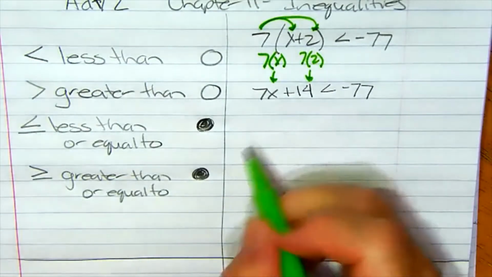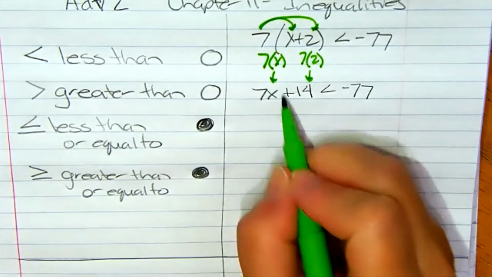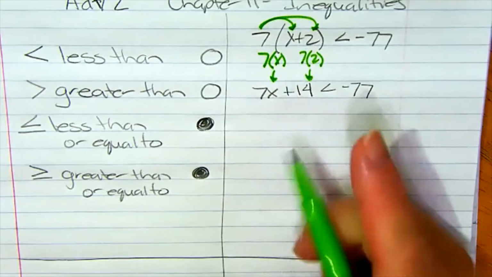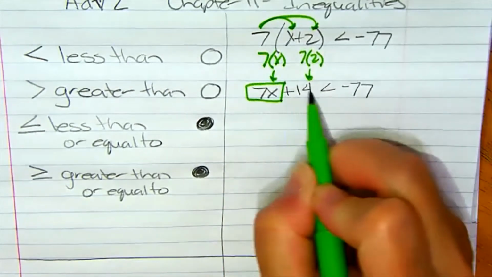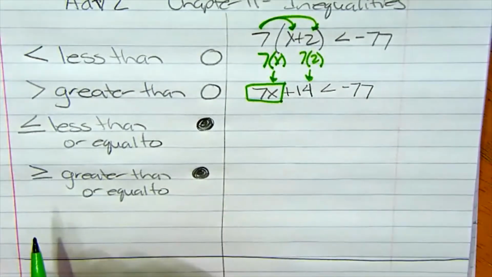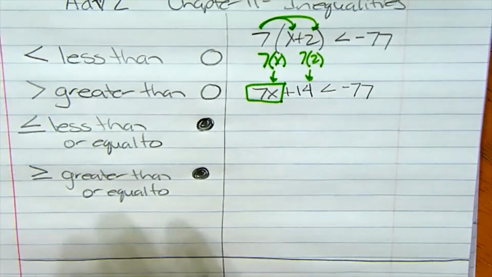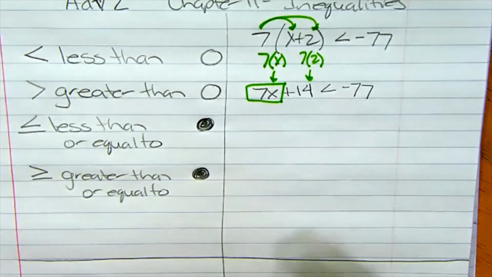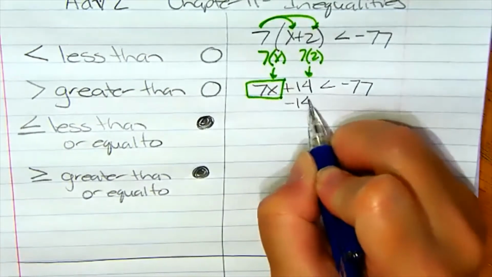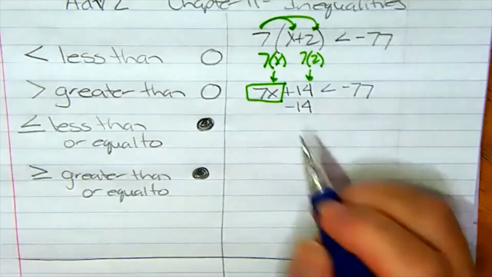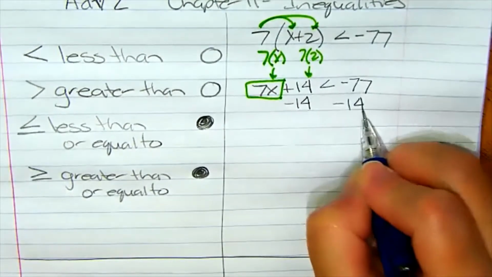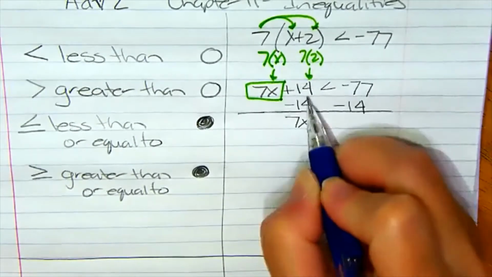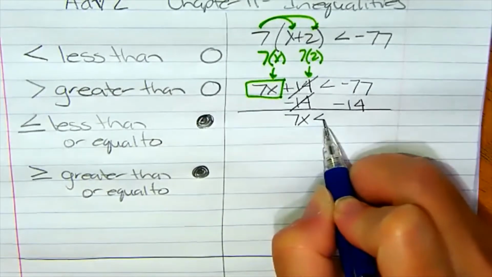Now, I need to isolate my variable, which means I need to get rid of this positive 14. To get rid of positive 14, I need to undo it or use inverse operations. So I'm going to subtract 14. What I do to one side, I must do to the other. So I'm left with 7x. These guys cancel. Is less than.